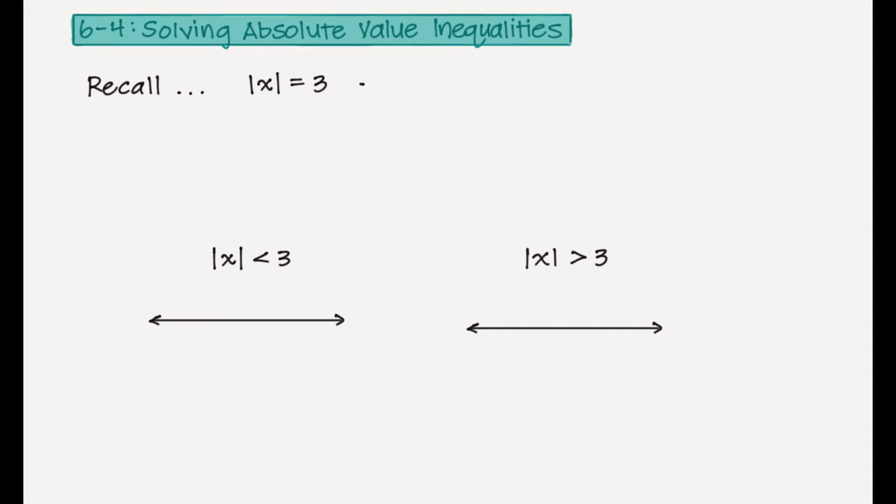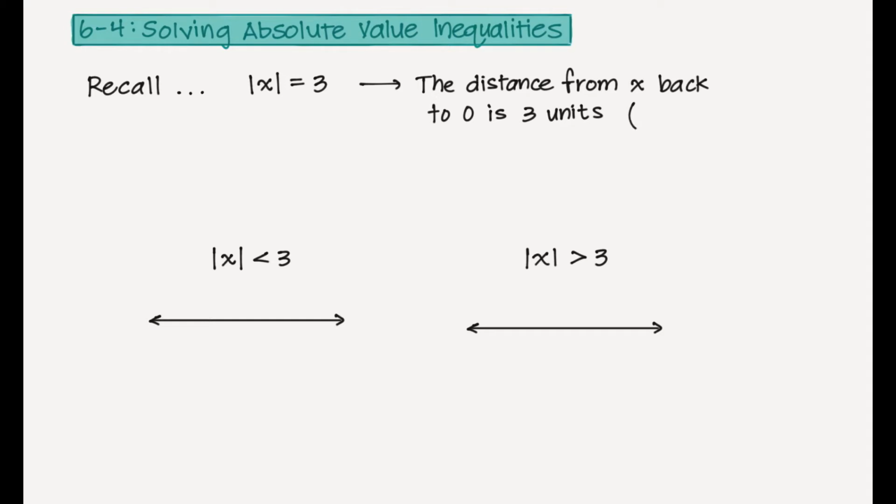To begin, I want you to recall when we solved absolute value equations, like the absolute value of x is equal to 3. This meant that we were looking for the distance from x back to 0, which would be 3 units. And what values gave us that? Well, it could be 3 or negative 3. So hopefully you remember that.